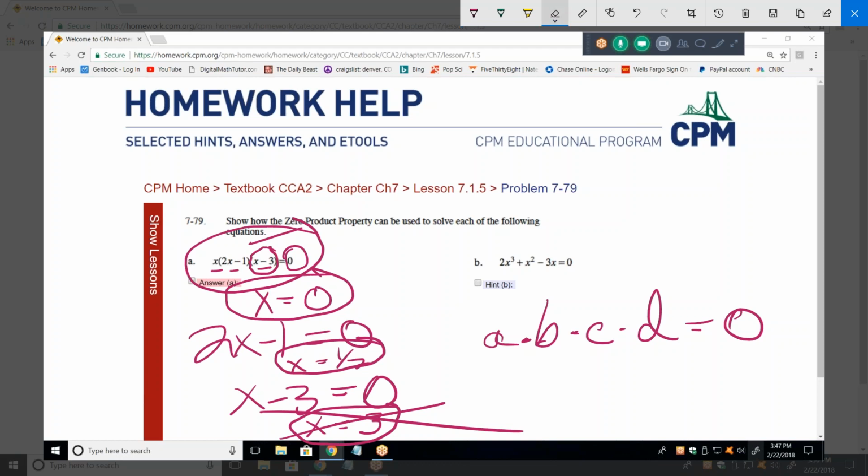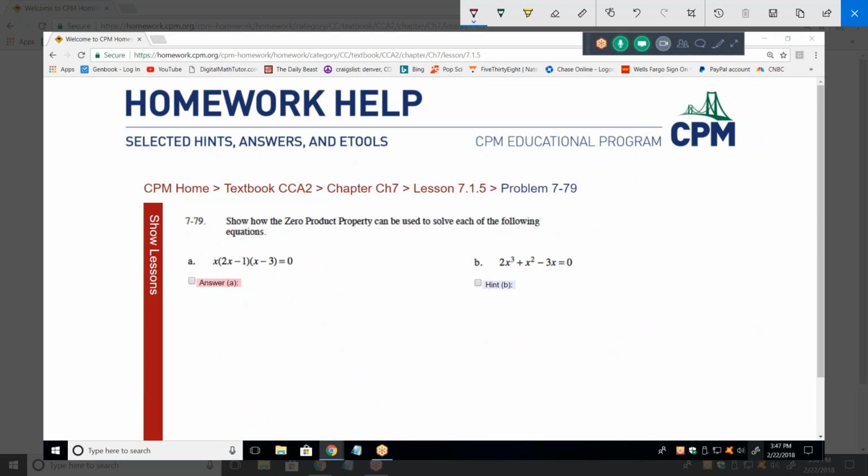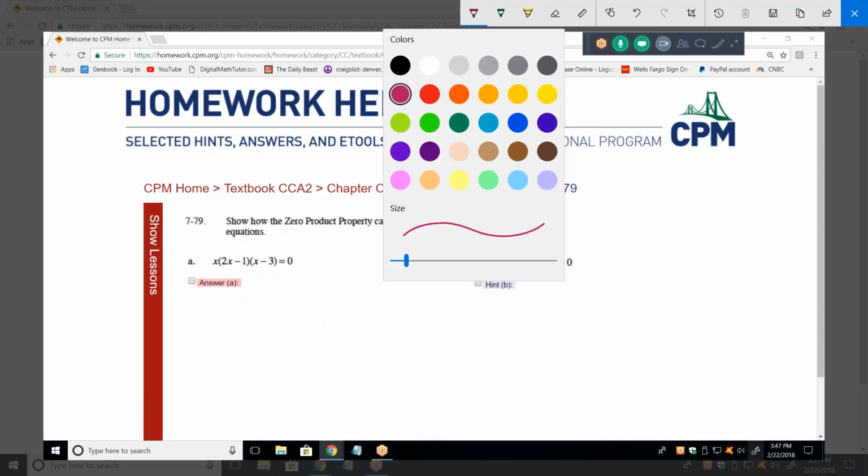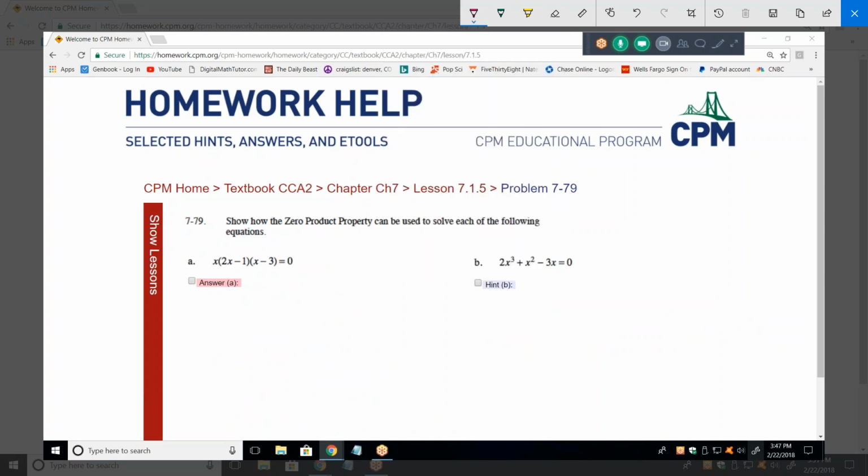So let's look at B. I don't have any wiggle room today, Lachlan. I got to go exactly at 4. I have a 4 o'clock. Okay.